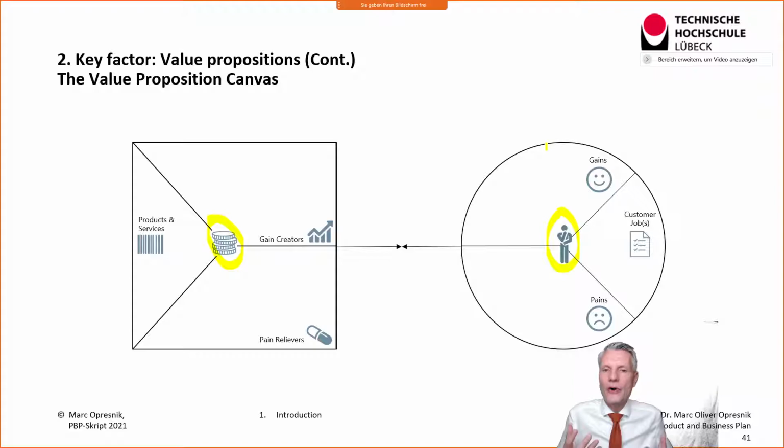So you list the gains. What are the gain points for customers? What do they consider as a gain, as a value add? What are the pain points? What are the challenges? And what are customer jobs? So what does the customer want to do, want the product and service to do, right?